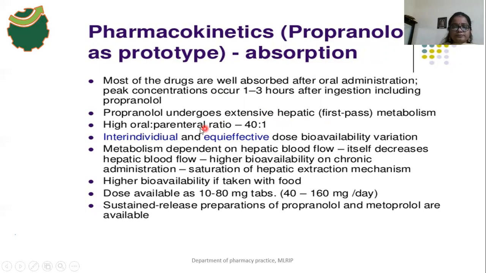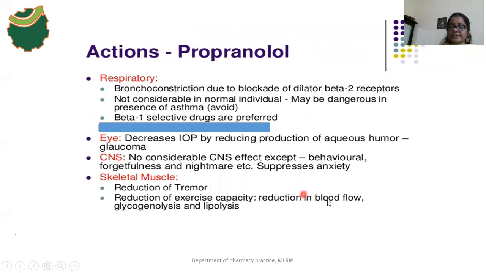The oral to parenteral dose ratio is 40 to 1, and the bioavailability varies between individuals. It will vary in different people. The metabolism of propranolol depends upon the hepatic blood flow. Propranolol decreases the blood flow to the muscles and organs also.